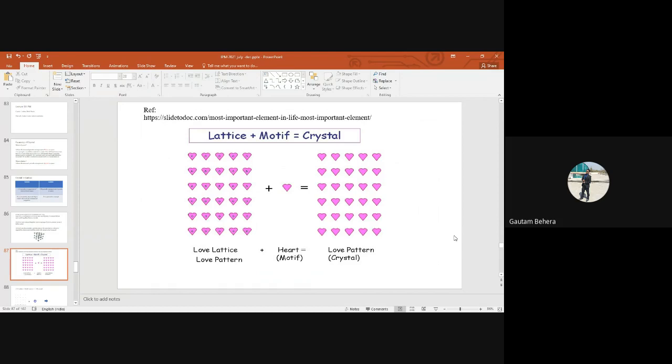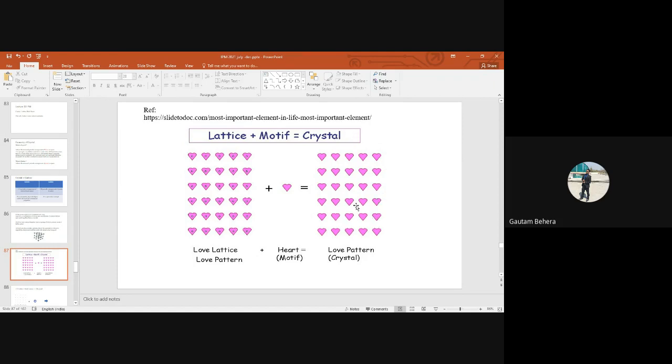Now, this is just an image to clarify the concept. This is not a real crystal, or a real motif, or a real lattice. You can see these are the points. These points are arranged in a periodic fashion in two dimensions. Basically, for explanation, I am now using a two-dimensional crystal. So this is a lattice. Now, if I add a basis or motif, that is a heart, at these lattice points, then finally it will become a crystal of hearts.